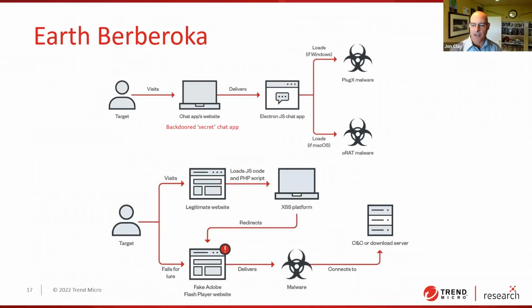The other one is exploiting a cross-site scripting vulnerability in legitimate websites. So they'll look for the victim maybe going to these legitimate websites that they have compromised using a cross-site scripting vulnerability. And then that allows them to get access to that person and potentially inside the organization. So certainly, Earth Berberoka was another APT group that we've been tracking for a long time, and we've written a number of articles and research reports on them.